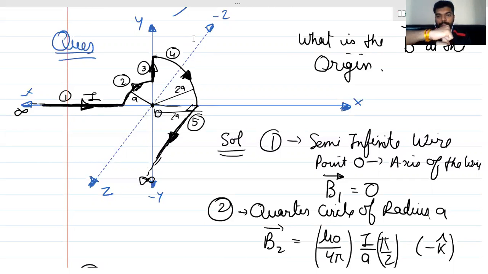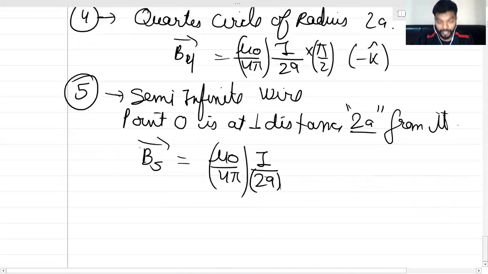Can you see me, guys? Can you see the current is pointing towards me? Yes, sir. The current is pointing towards me and the point is towards the left. So you raise your fingers, and can you see it is pointing towards the negative Y? So basically, negative Y implies minus J. So you'll write it as minus J cap.